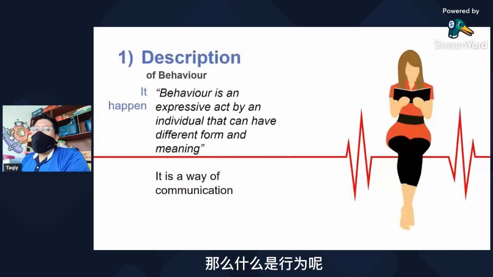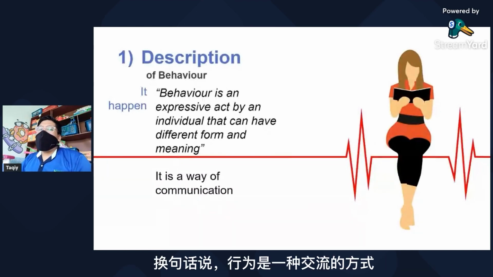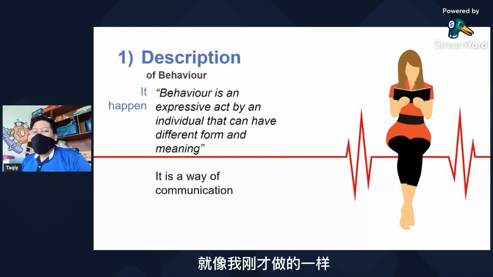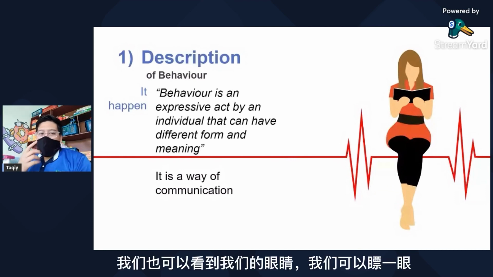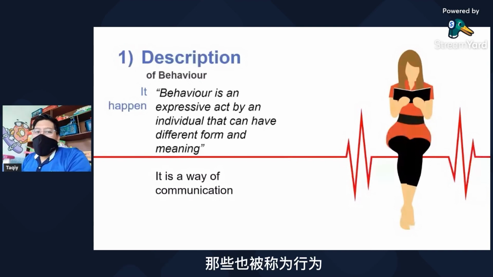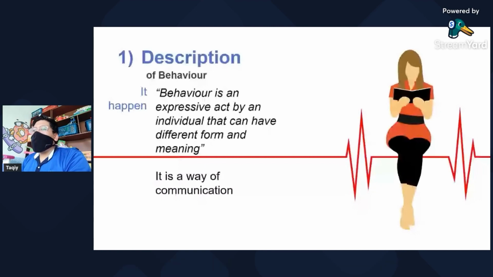For the first one, descriptions of behavior. Behavior happens. So, what is a behavior? It is an expressive act by an individual that can have different forms and meanings. In other words, it is a way of communication. Like what I just did just now. This is called body language. This is one of the types of behavior, body language. We can also see our eyes, where we can give a side eye. Those are called behavior. So it is a way of communication and it depends on the other person whether they can or cannot understand. Okay, so that is a description for behavior.